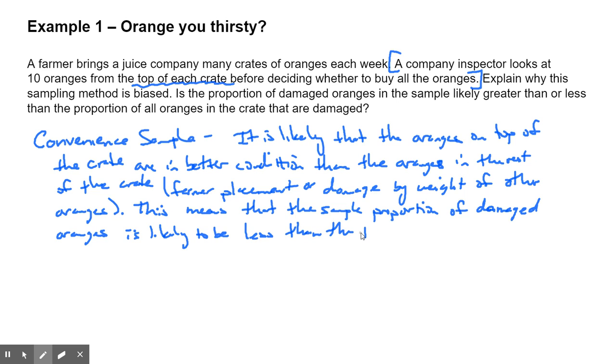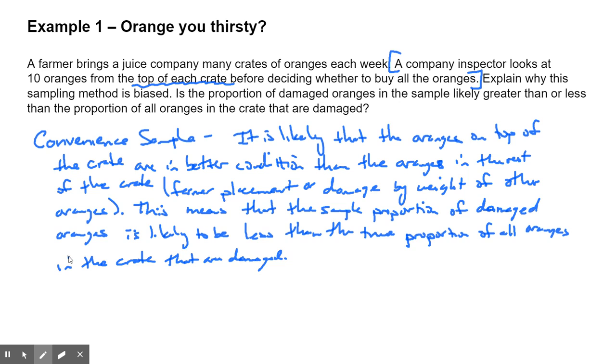than the true proportion of all oranges in the crate that are damaged. I use the word true because that is what we are trying to obtain. This means that the sample proportion of damaged oranges is likely to be less than the true proportion of all oranges in the crate that are damaged.